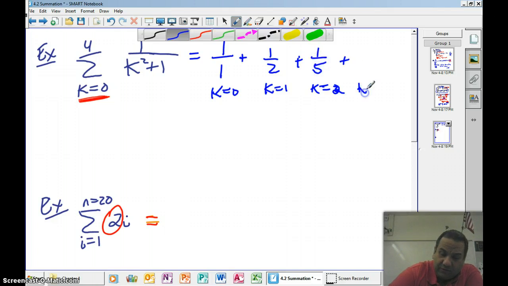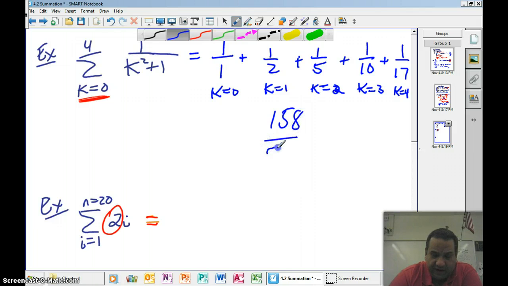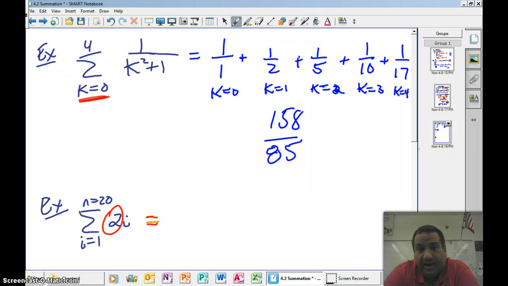When k is 3, it's 1 over 10. When k is 4, it's 1 over 17. And if you add all those up, because I went from 0 to 4, you get 158 over 85, and whatever that comes out to be. All right, getting common denominators and things of that nature.